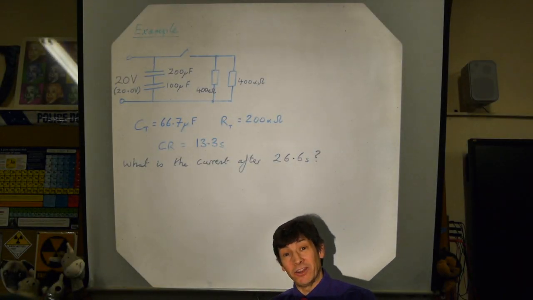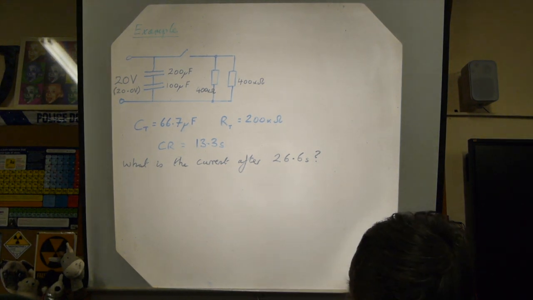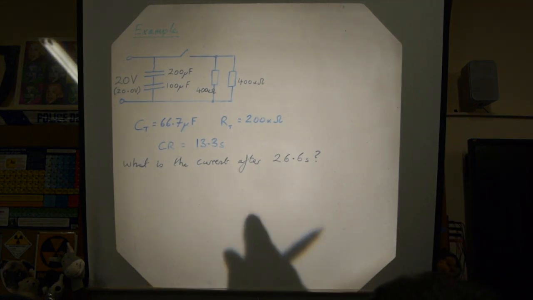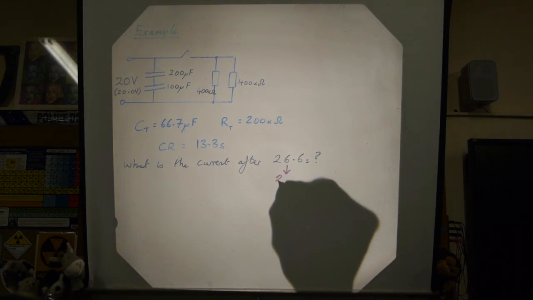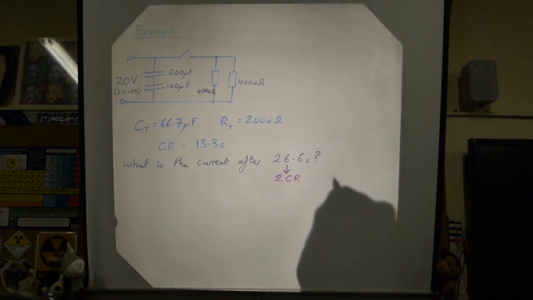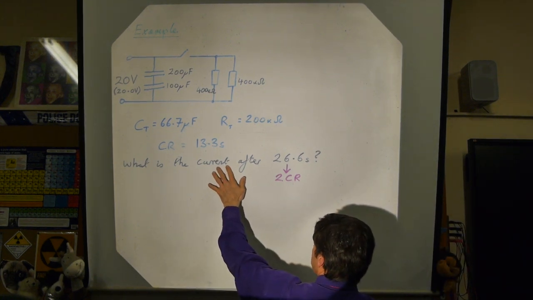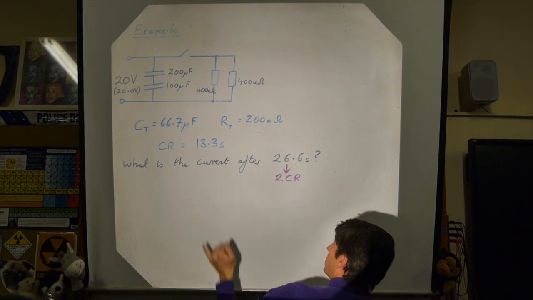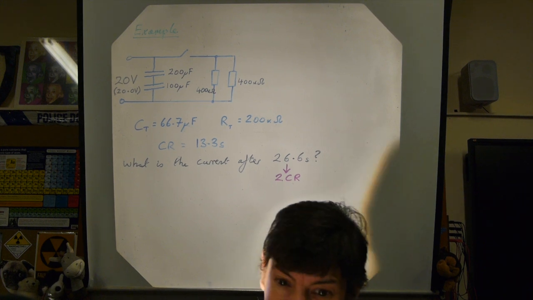Right, so how did you get on? Let's see if you got the right answer. Let's do this question together. So the first thing you notice, and it's typical of the way I teach, is this is 2CR. So this current I've asked for happens after 2 time constants. Yeah, 2 time constants. So that's going to help us a bit.